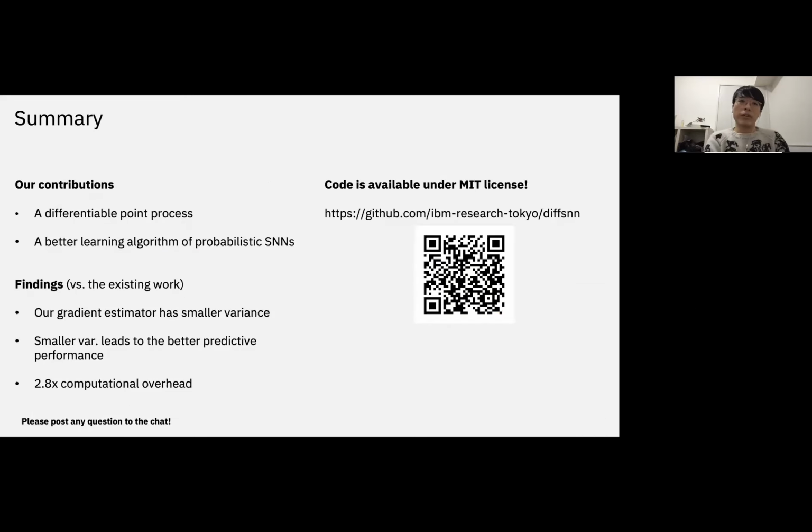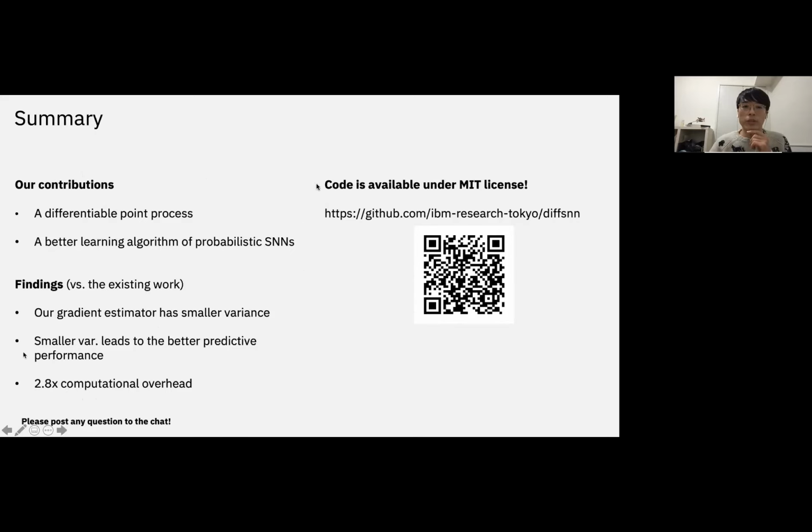So here is a quick summary of today's talk. Our contributions presented in ICML are a differentiable point process based on the thinning algorithm of a point process, and another contribution is a better learning algorithm for probabilistic spiking neural networks. And our finding is that our gradient estimator has smaller variance, and this smaller variance leads to better performance. However, we have some computational cost issue to be improved. So this is a quick summary of today's talk.